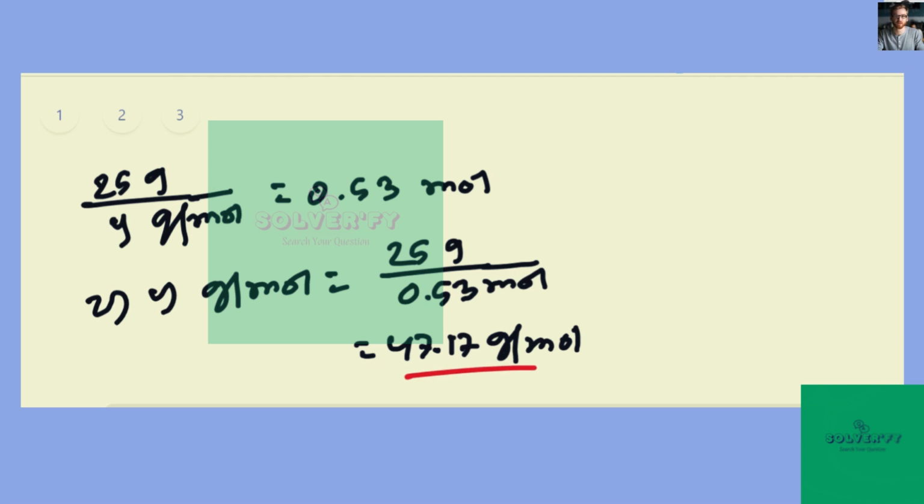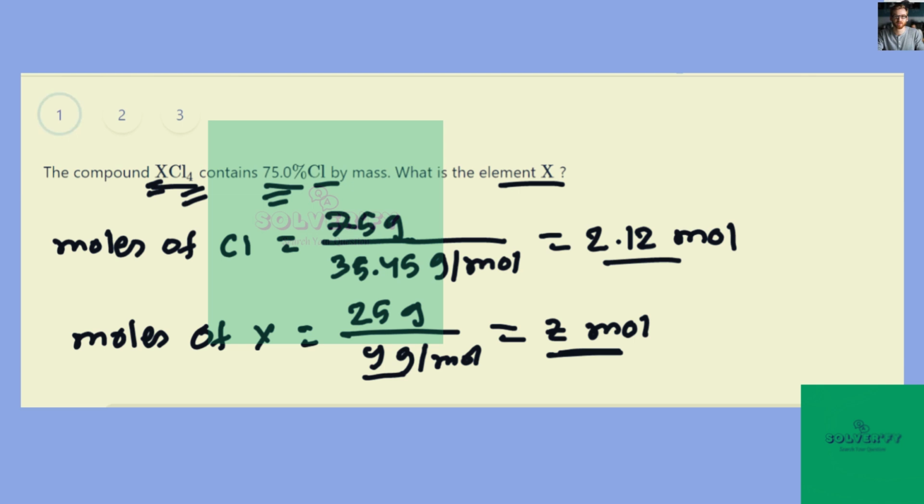So this is the molar mass of X, and if we compare the molar mass with the calculated values, we'll see that this is close to the molar mass of titanium, which has a molar mass of 47.87 gram per mole. So from here we can say that the element X is titanium.